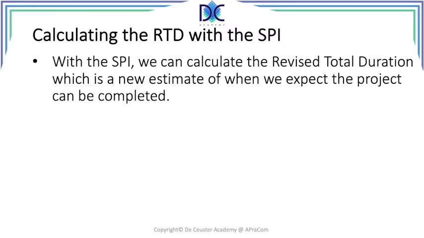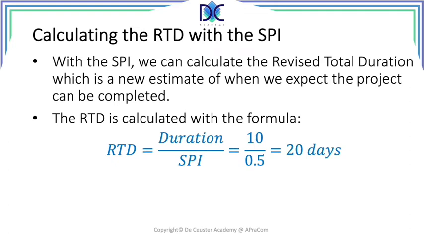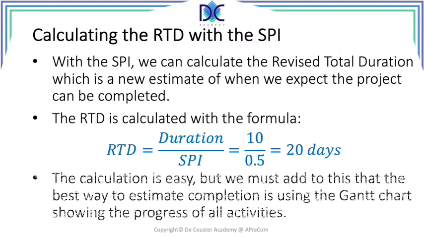So once we know this, we can make an estimate of when the project will be completed. Now the formula is simple. We just have to divide the original duration by the SPI. So in our case, the original duration was 10 days. The SPI is 0.5, and we will find that the revised total duration is equal to 20 days. Now, it's an easy calculation, but it's not always correct.